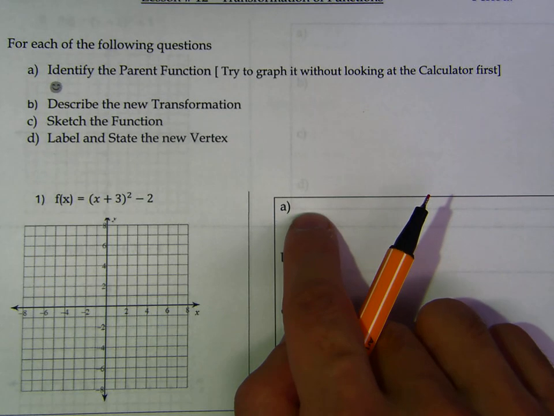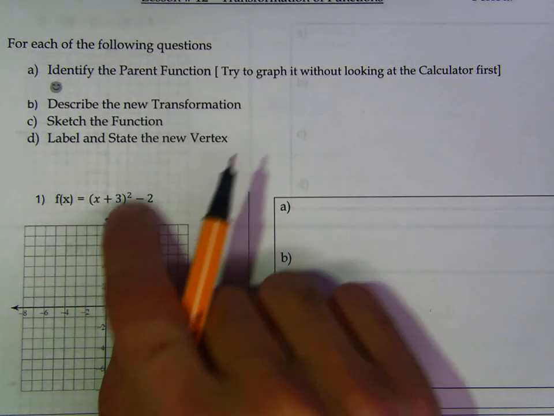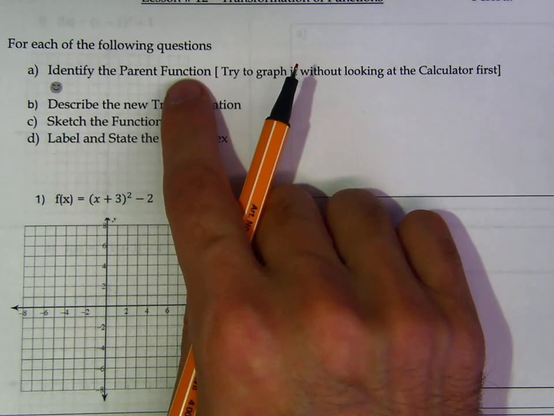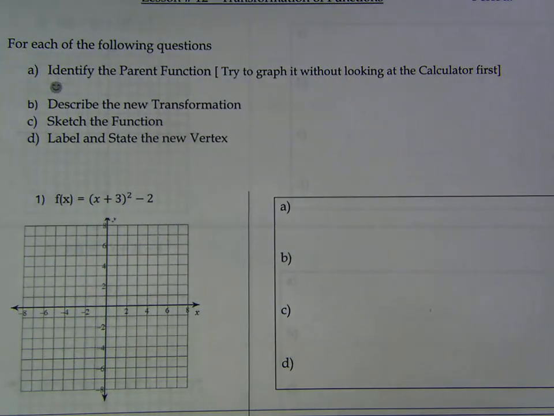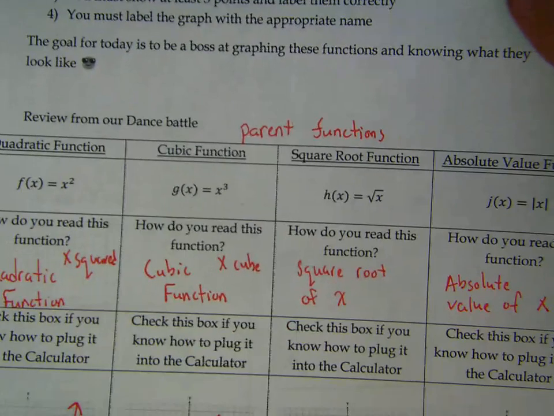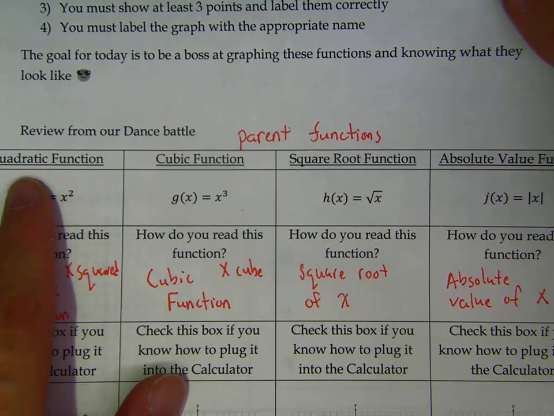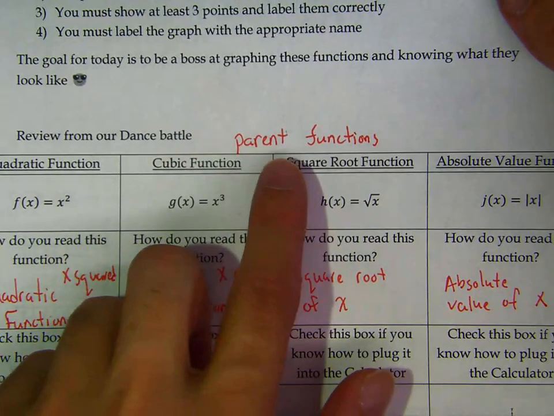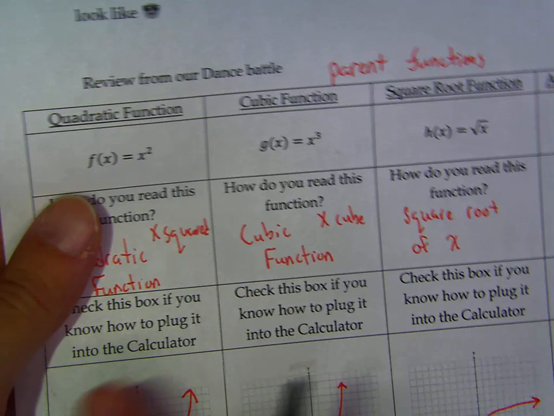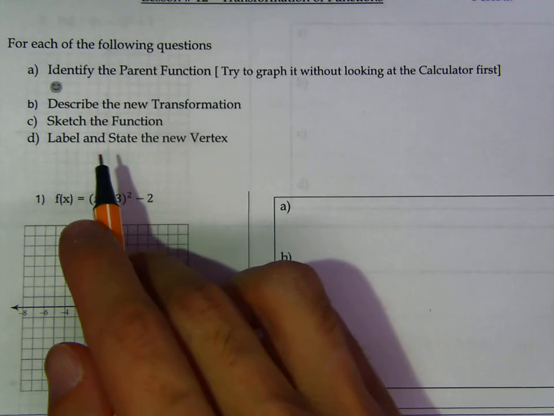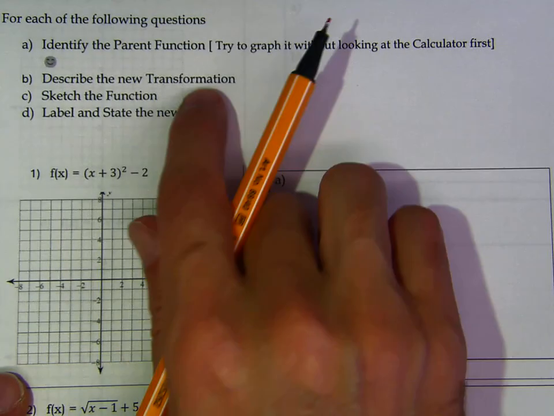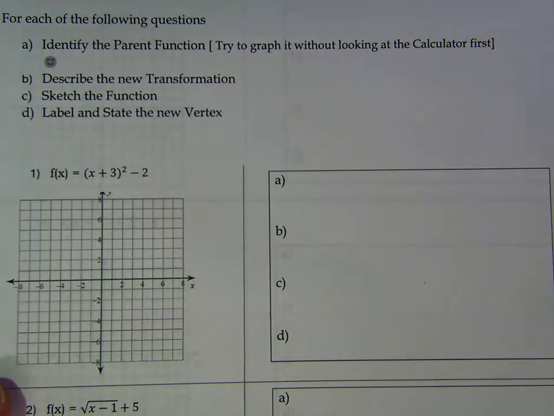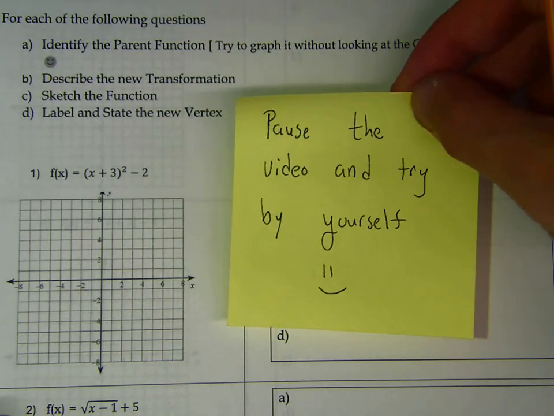So here for part A, it says identify the parent function, right? Which one of these parent functions are we talking about? Quadratic, cubic, square root, absolute value? Which one of these are we talking about when we see this function over here? Pause the video and try this by yourself.